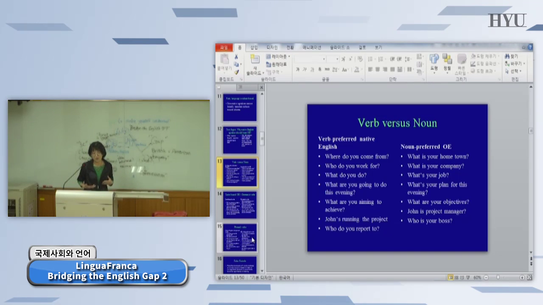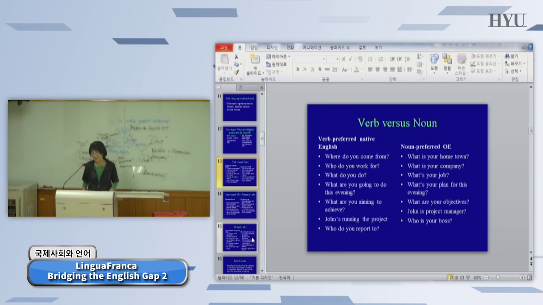And the native speakers would say, "What are you going to do this evening?" But offshore English speakers would say, "What's your plan for the evening?" And the American speakers would say, "What are you aiming to achieve?" But the Chinese English speaker would say, "What are your objectives?" And the American speakers would say, "John is running the project." But the Korean speaker would say, "John is a project manager." And the American speaker would say, "Who do you report to?" But the Korean managers would say, "Who is your boss?"